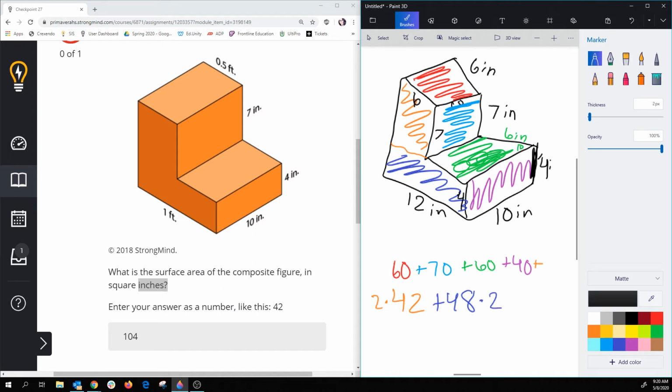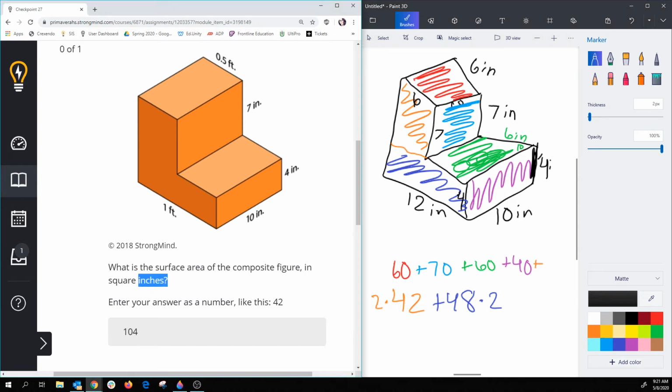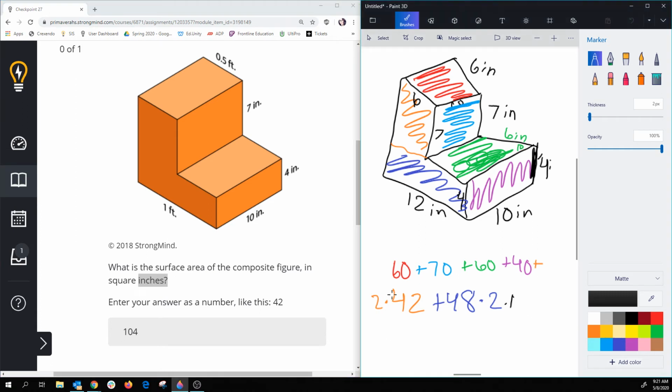Then let's think about the very bottom, the base. I would have 12 times 10, which would give me the area of the base of my figure. So it would be 120. And the very last surface area we need to do is the very, very back. For that, we need to figure out how tall this side is. If I look, I would have 7 plus 4, which would give me the height of this very back one. So that is 11, and the length is going to be 10 because I have a 10 down here. So the very last side would be 10 times 11, which would give me 110.